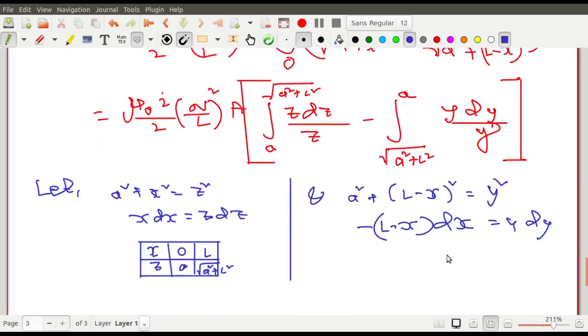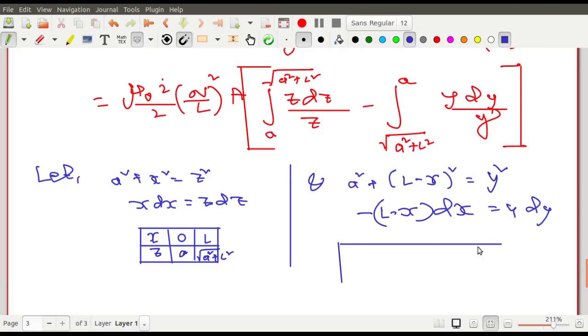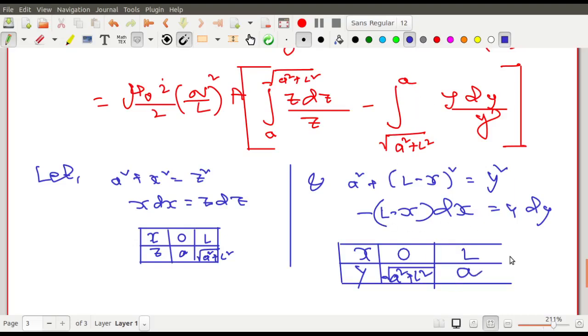Here also, if you go for the limits, you will find that this is for x and this is for y. x is 0 to l. So if we put x equals 0, it comes out to be root over of a square plus l square, and if you put x equals l, then it comes out to be a. So that's why the limit is of this form. Clear? So this is what I have done.